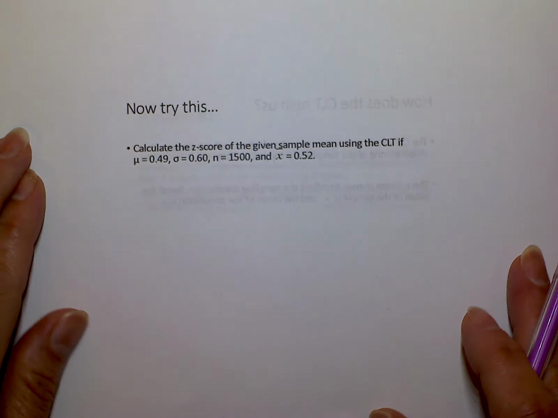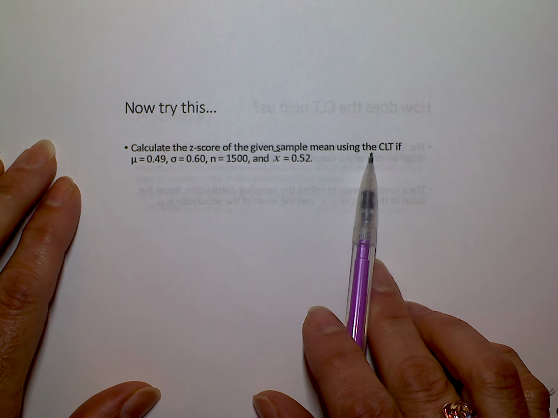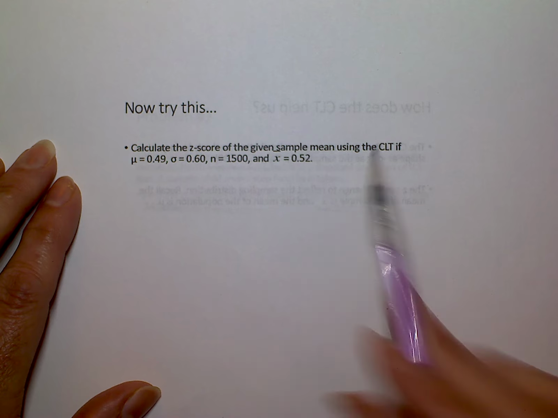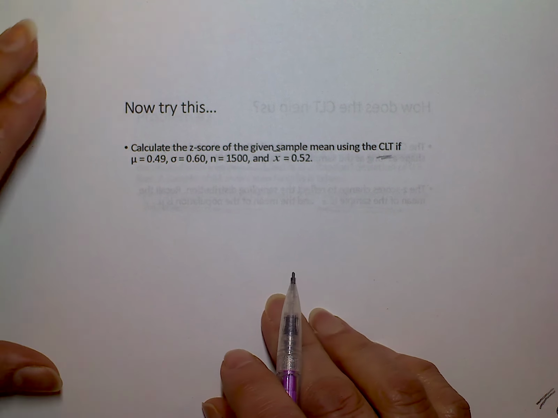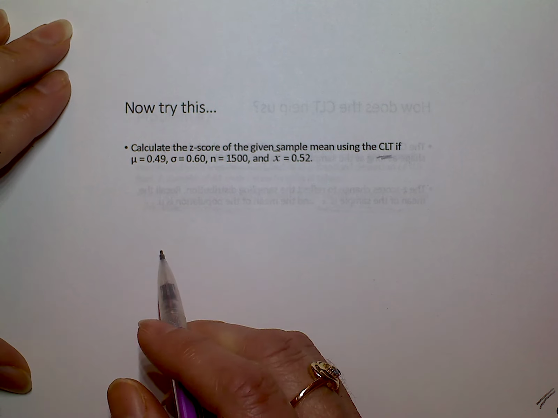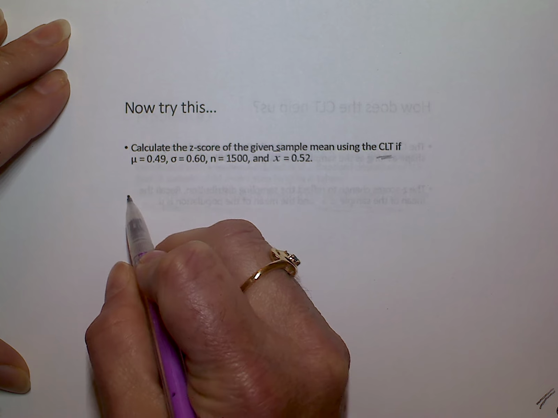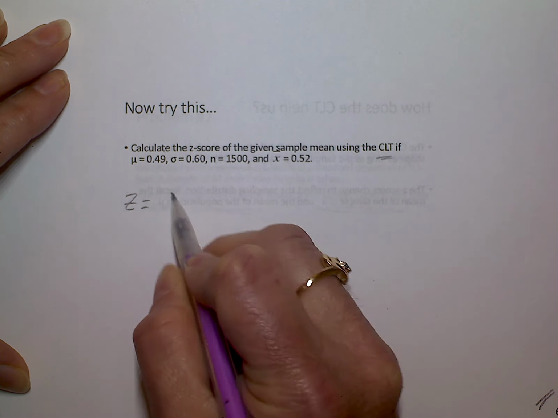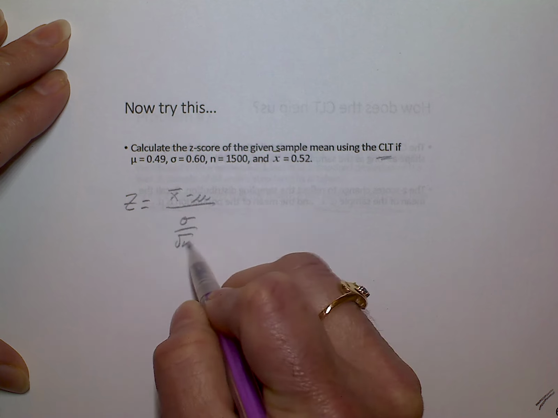So let's try it without words. I have finding the z-score of the given sample mean using the CLT. CLT means using that x bar minus mu over sigma over square root of n. So I want to find the z-score. My formula was x bar minus mu over sigma over square root of n.